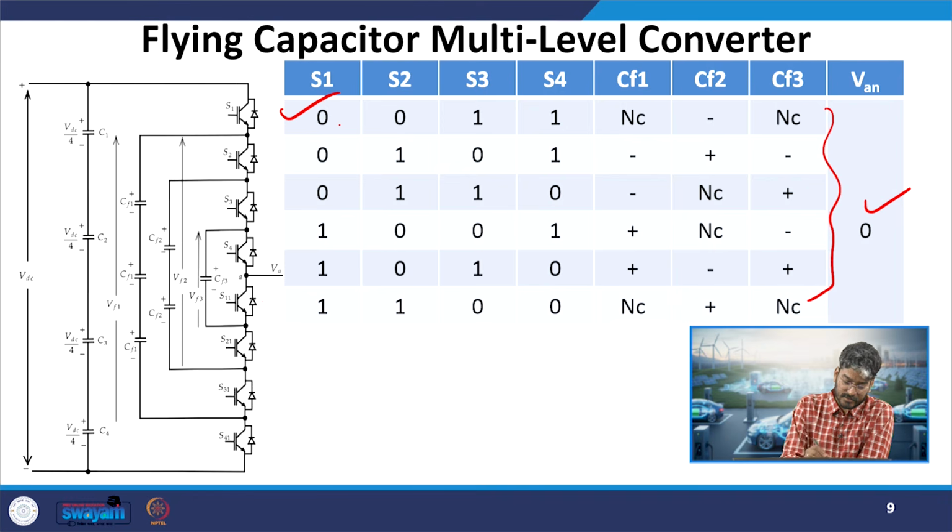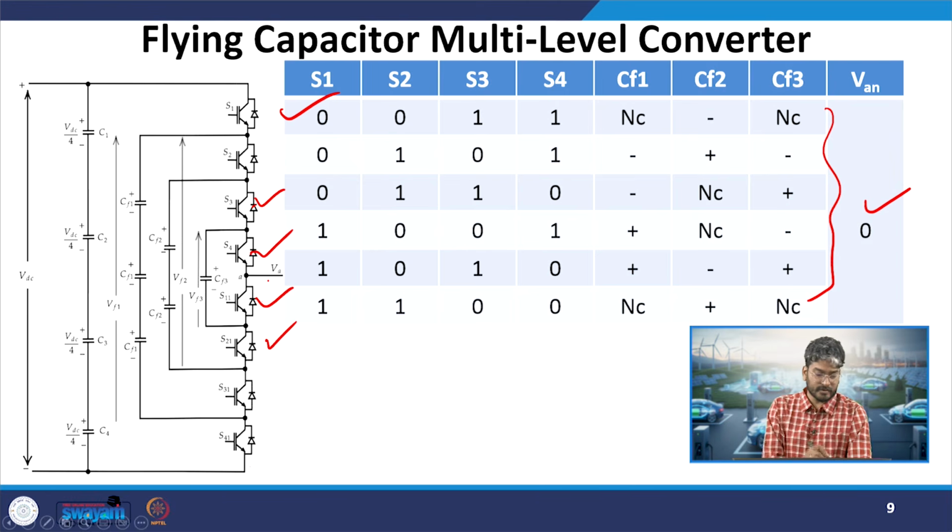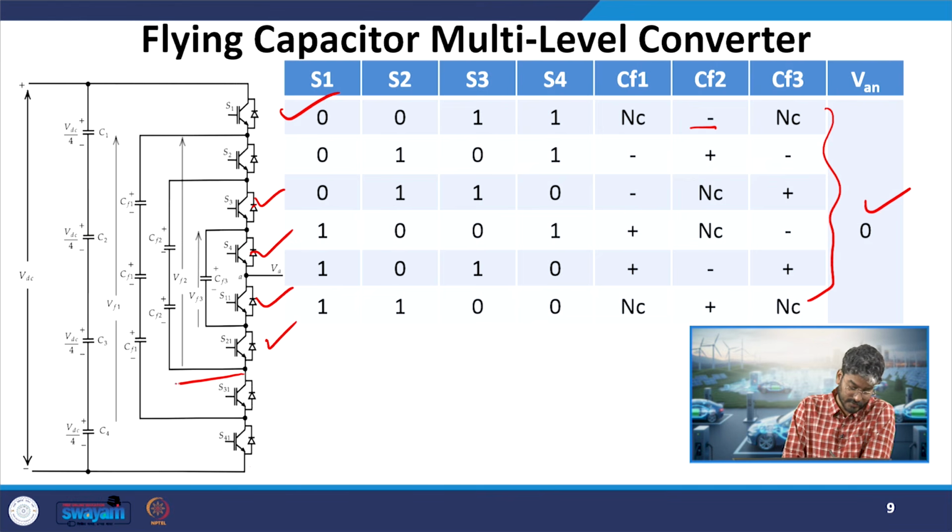Here let us consider this combination, where S1 and S2 are off, so S1', S2' will be on, and S3 and S4 are on. So these 4 switches are on, and now what is the status? If you see CF2, it is coming in the conduction path and it is getting discharged. So it means the current will be leaving this terminal. How will it be leaving this terminal? It will flow through this path, leave the terminals and flow through the switch.